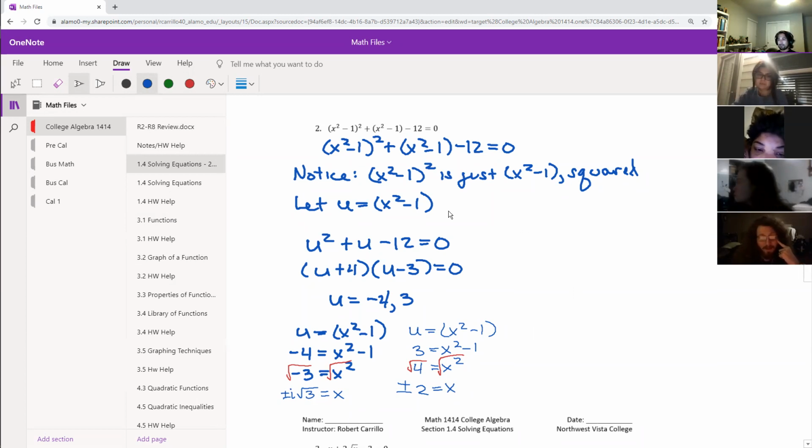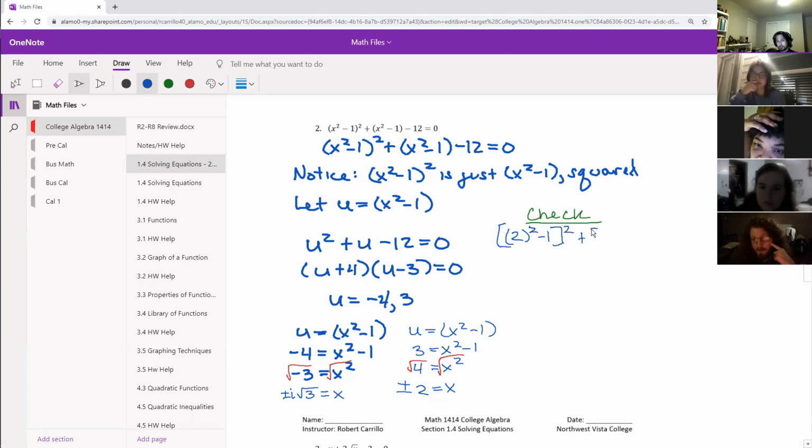All right. And then you can do a check. Since we started with squared and then we squared it again at some point, we actually have 4 answers, right? So we'll just check just the real numbers. The 2 is the real number. We'll check just that real quick. If we do positive 2 first, then that's 2 squared minus 1 squared plus 2 squared minus 1 minus 12 equals 0.